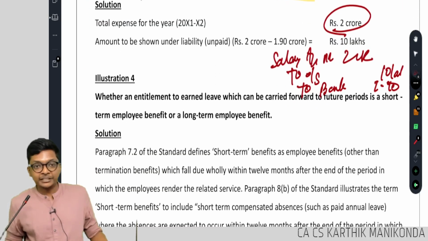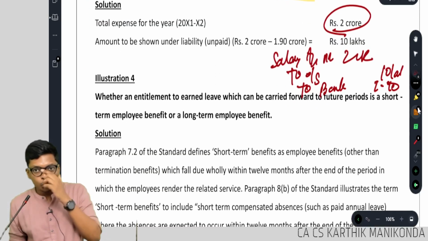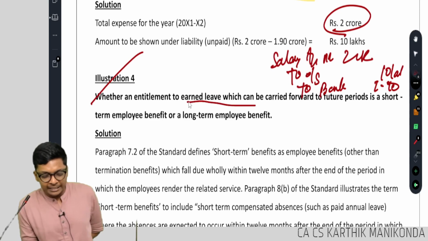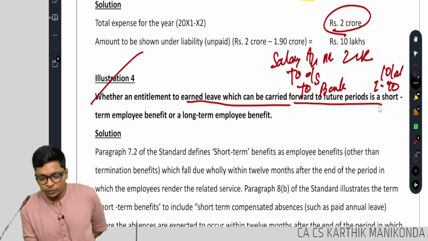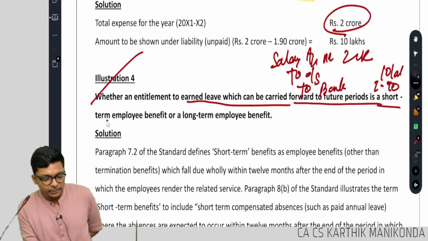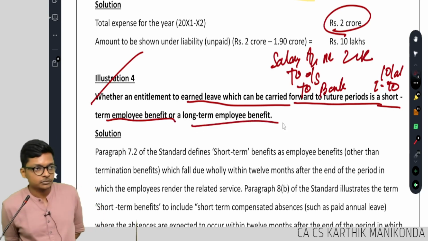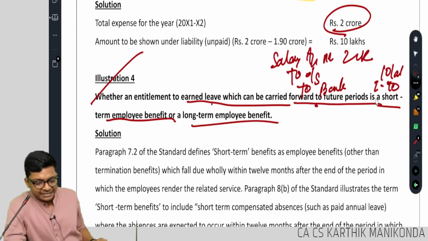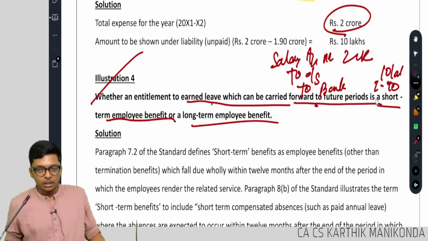Next, illustration 4. Carefully answer. You know the answer, guys. Whether an entitlement to earned leave which can be carried forward to future periods is a short-term employee benefit or a long-term employee benefit?